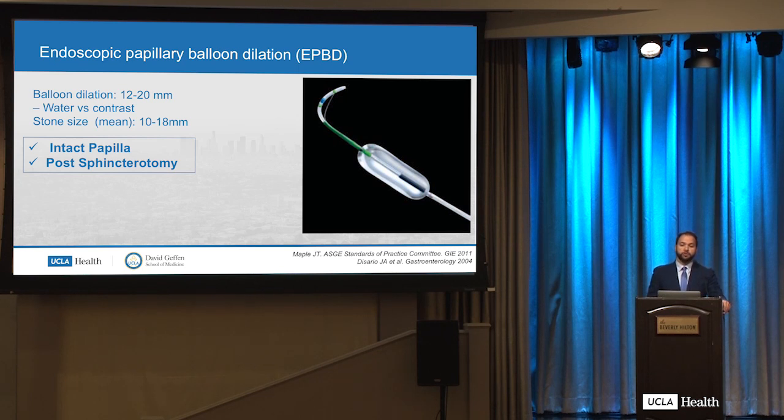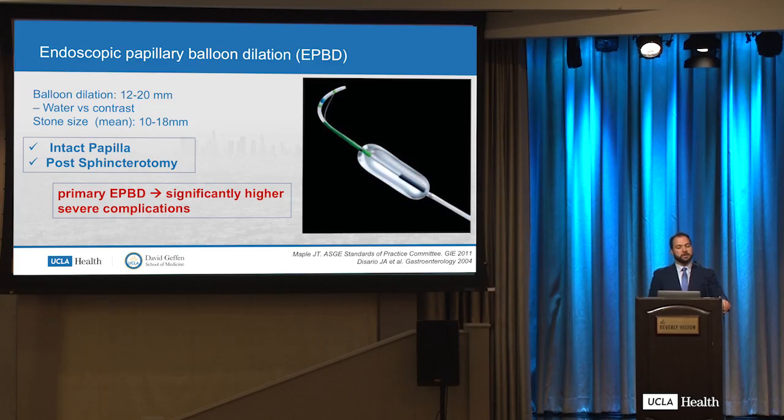Next, we're going to talk about balloon dilation of the papilla, which is another way to help with stone extraction. What we do is also called sphincteroplasty. You usually use a CRE balloon, and you can use different sizes from 12 to 20 millimeters, and it usually helps with stones which are up to 18 millimeters. You need to have 2 things to do this: an intact papilla, and you need to have had a sphincterotomy done. Having said that, doing primary balloon dilation of the papilla is not usually recommended, because it might be associated with a higher risk of severe cholangitis, severe complications, and especially pancreatitis.